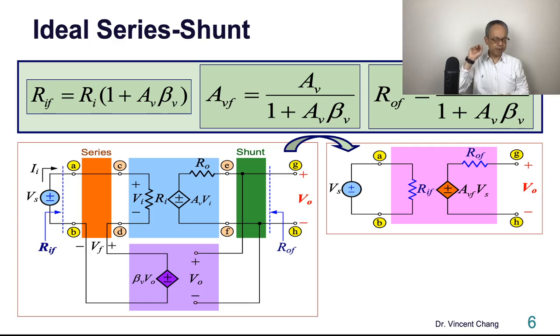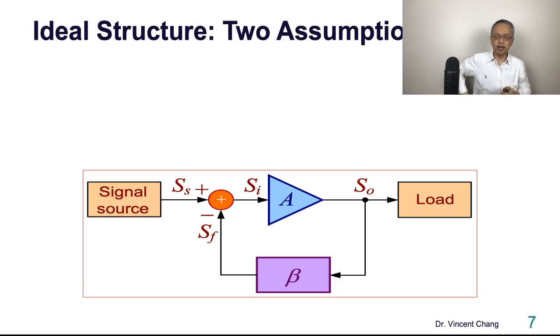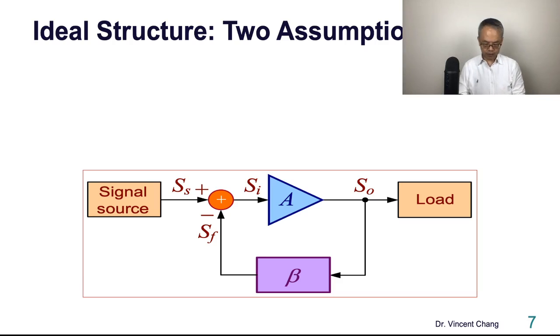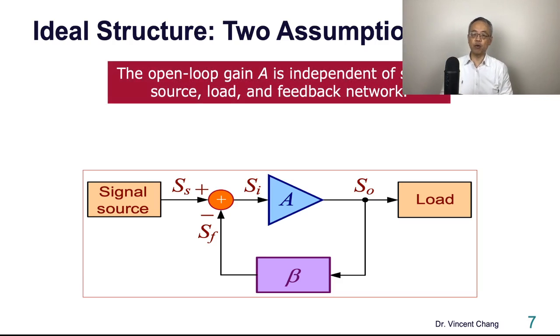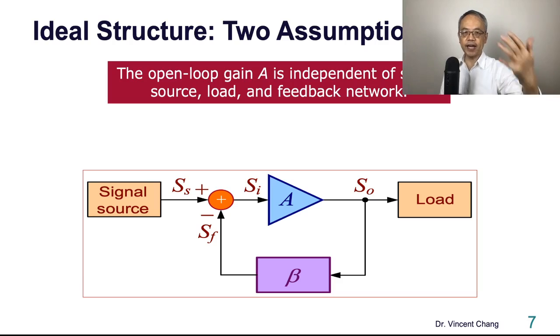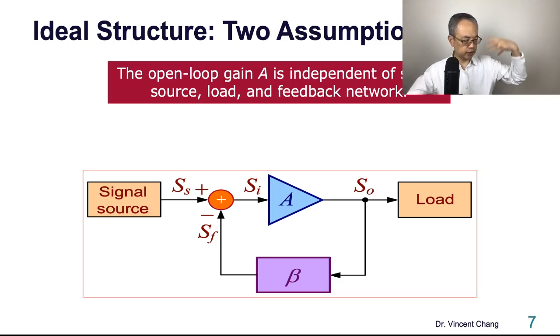What is the meaning behind the word ideal? So for an ideal structure, there are two fundamental assumptions. Remember the two fundamental assumptions. Number one, the open loop gain A is independent of what? Independent of the signal source, the external load, and also the feedback network.